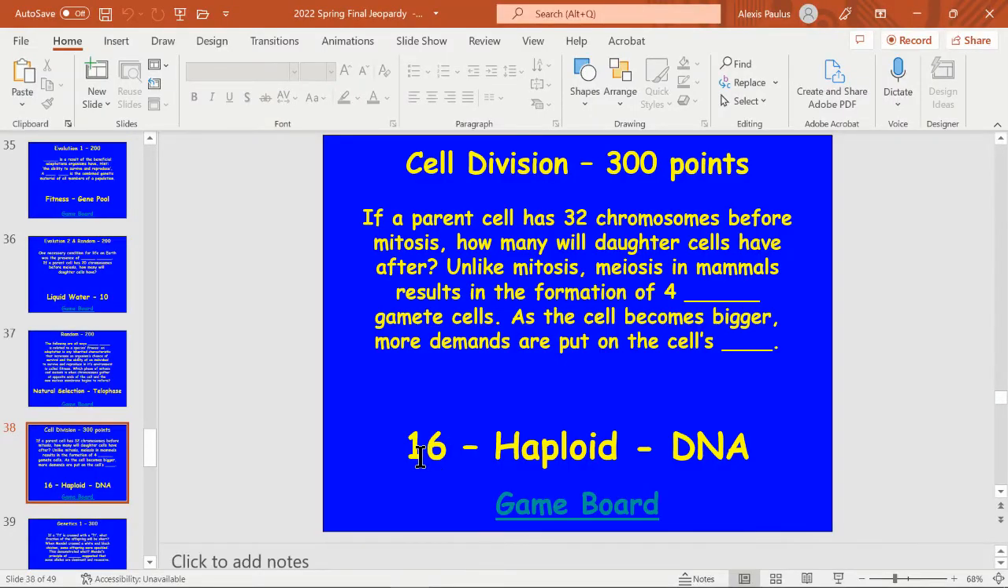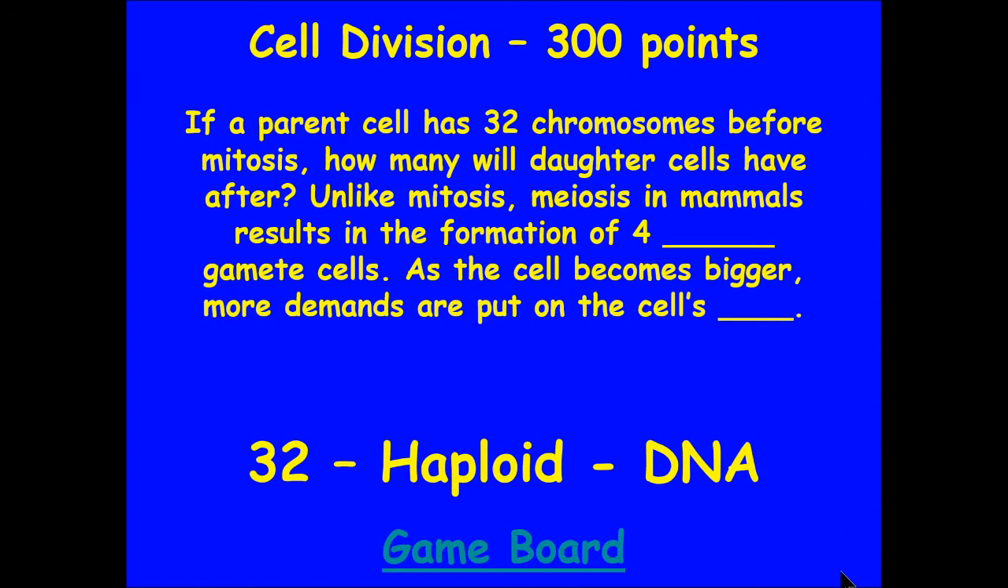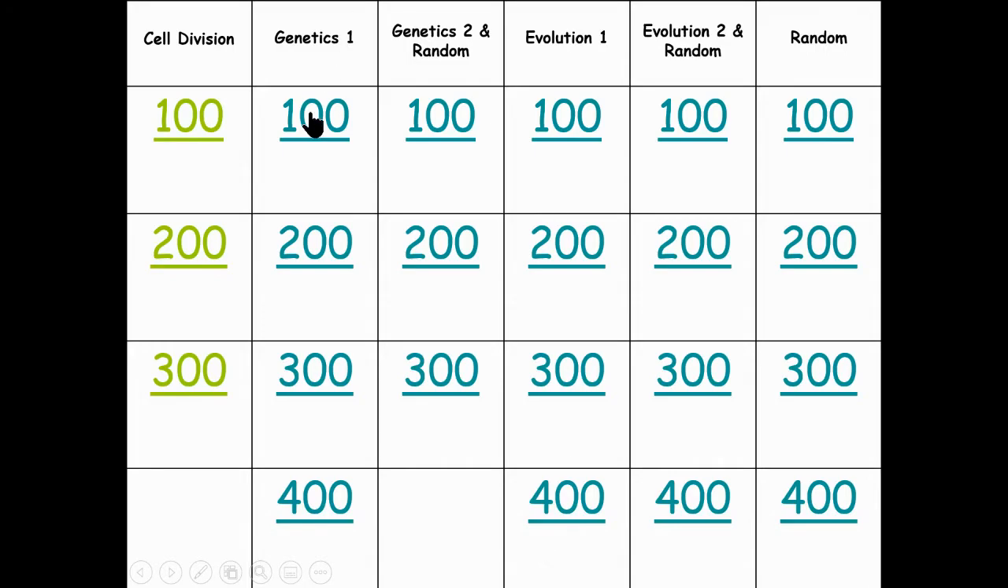Yeah, that should be 32. You get the same number of chromosomes from mitosis. You get half the number of chromosomes from meiosis. Meiosis produces haploid, meaning half the chromosome number, and more demands are placed on the cell's DNA. All right, on to genetics.